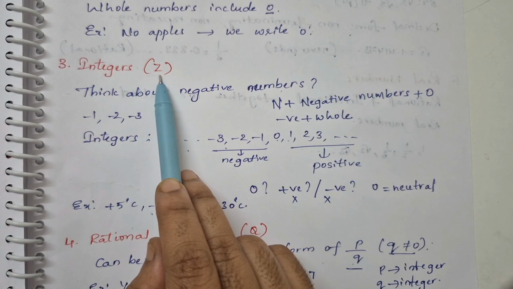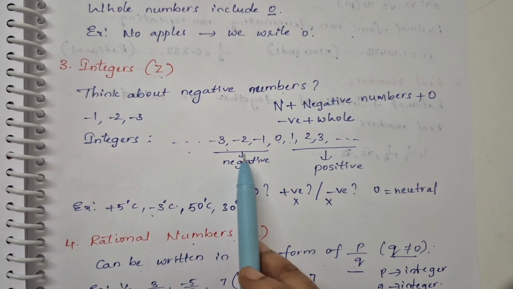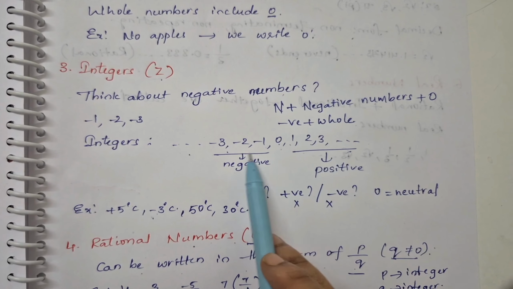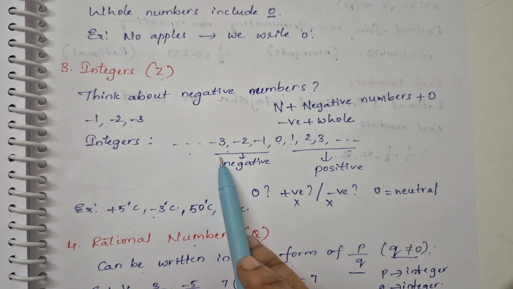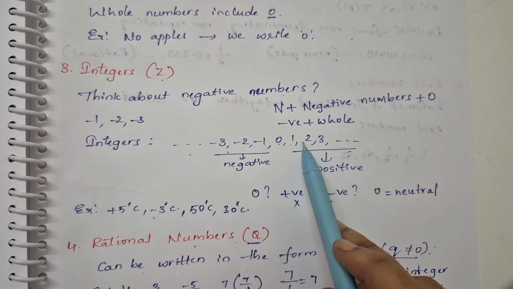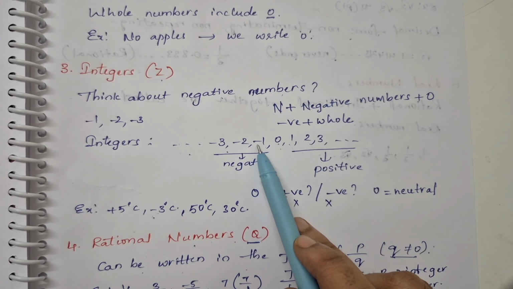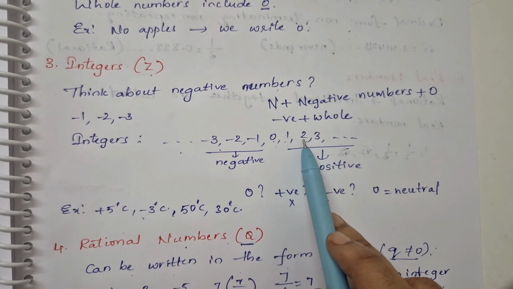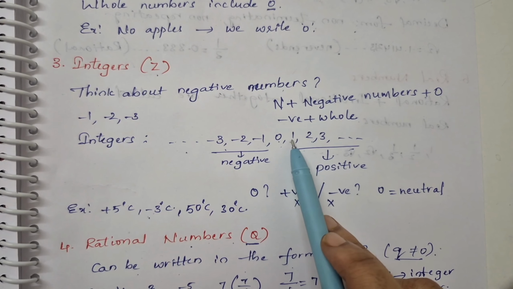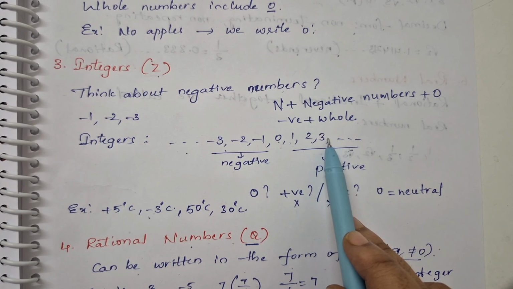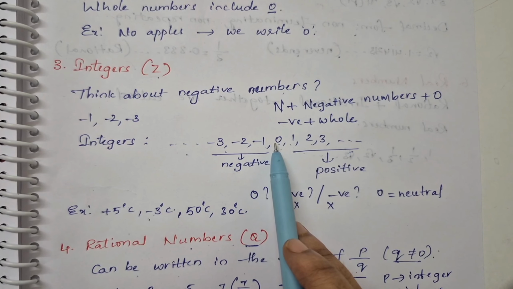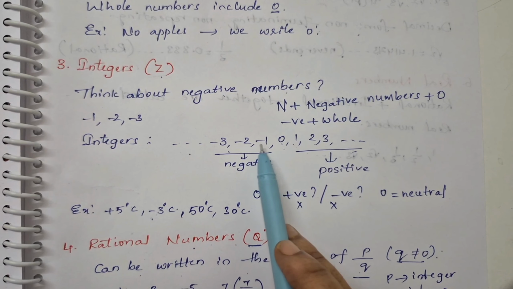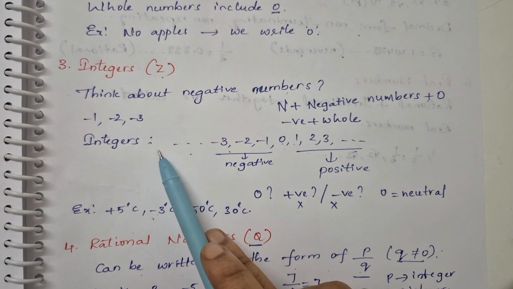So integers include 0, right side of 0 we will write positive numbers, left side of 0 will write negative numbers. Right side of 0 will start from 1 only, and left side of 0 also will start from 1 only. That means we'll write as 0, right side of 0 will write positive numbers 1, 2, 3 and so on. Here left side of 0 also will write negative numbers, -1, -2, -3 and so on.